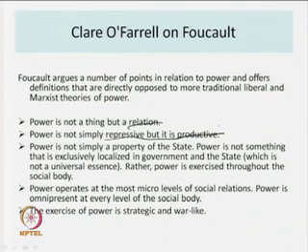Power next is not simply a property of the state. Power is not something that is exclusively localized in government and the state. Rather, power is exercised through the social body. This again brings us to the point that we had discussed. Power is not something clamped from outside. Next, power operates at the most micro levels of social relations, and power is omnipresent at every level of the social body, not just the economic or not just the commercial. Okay? The exercise of power is strategic and warlike. Power has institutions, forms and structures that have certain strategies through which they see to it that power is always present. Right?